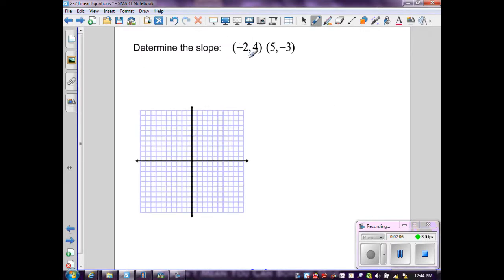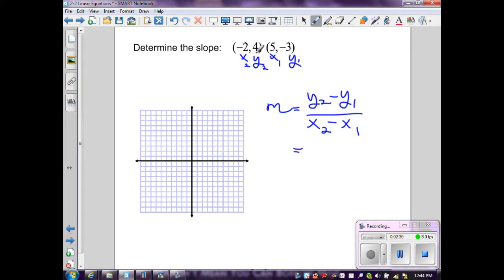Here we have 2 ordered pairs. Let's label them x and y, x and y. I'm going to label this x sub 2, y sub 2, then the other ordered pair would be x sub 1, y sub 1. Now we just substitute into the slope formula, y sub 2 minus y sub 1 over x sub 2 minus x sub 1.